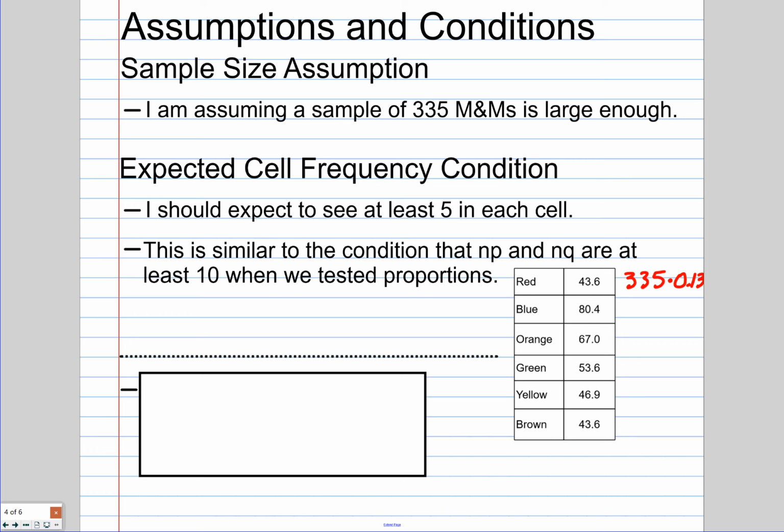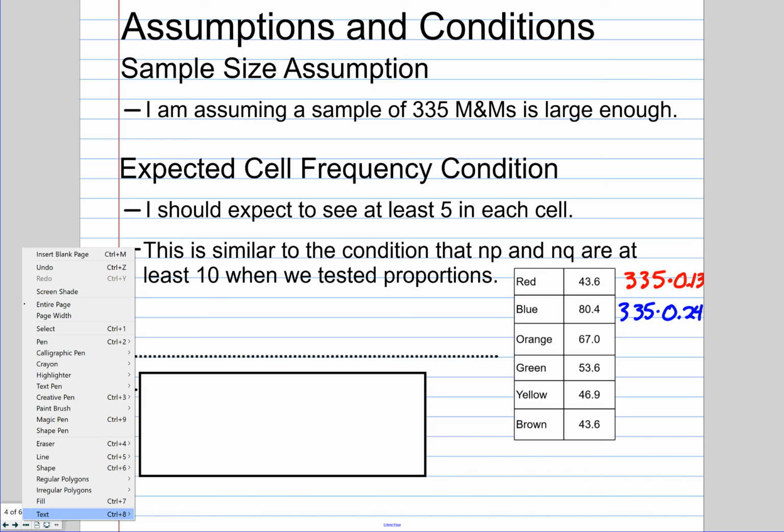All right. What was blue? What was the percentage for blue? 24. So 0.24. All right. You can confirm that that's in fact 80.4. So every time that we run one of these, you need to calculate the expected values.